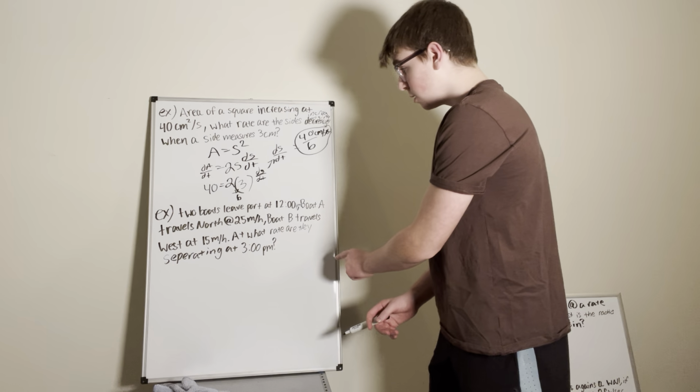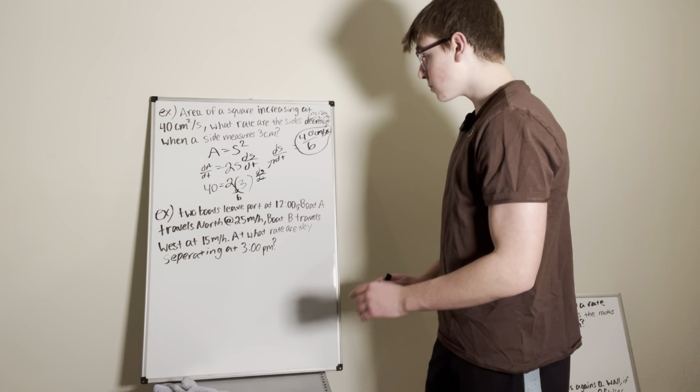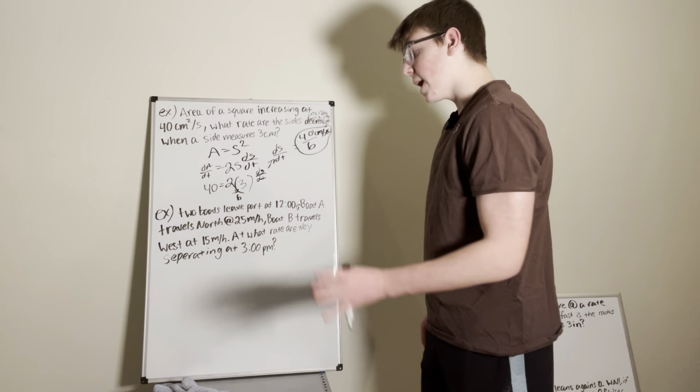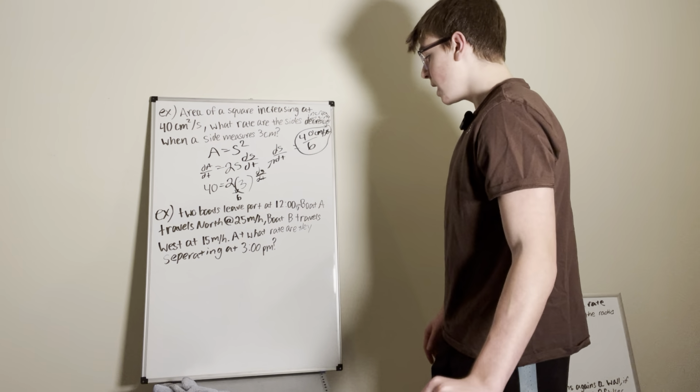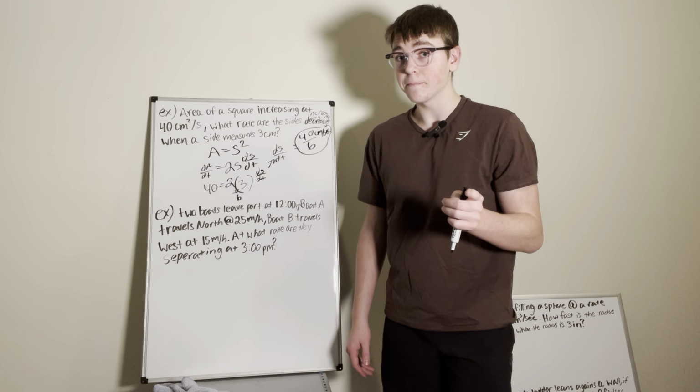Okay, now a lot more difficult one actually, but I think you'll have it. You can try it yourself if you want to, or I'll do it right now. Okay, two boats leave port at 12 p.m. Boat A travels north at 25 miles an hour. Boat B travels west at 15 miles an hour. At what rate are they separating at 3 p.m.?